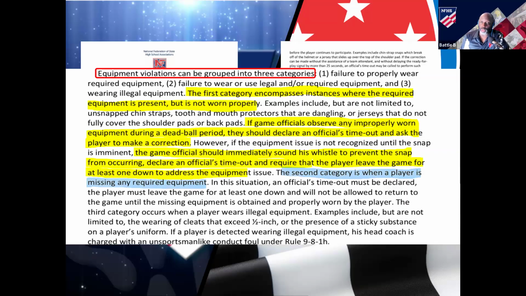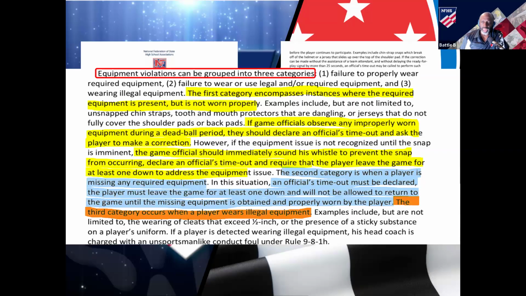The second category was player missing required equipment. Okay, the official timeout must be declared. The player must leave the game for at least one down and will not be allowed to return to the game until the missing equipment is obtained or properly worn by the player. All right. So you notice it's not an unsportsmanlike conduct toward the head coach anymore. It's just the player must leave the field. This is why we say, coaches, are your players legally equipped and will not use illegal equipment?